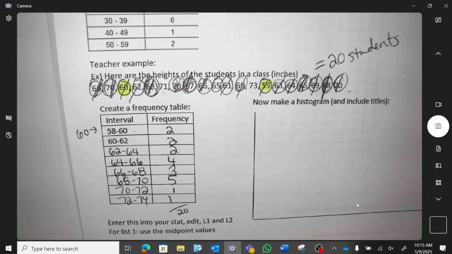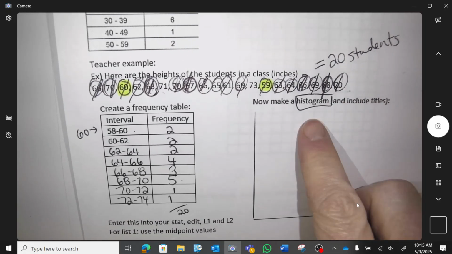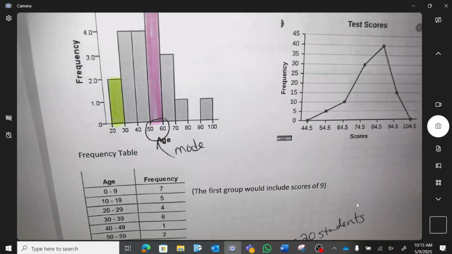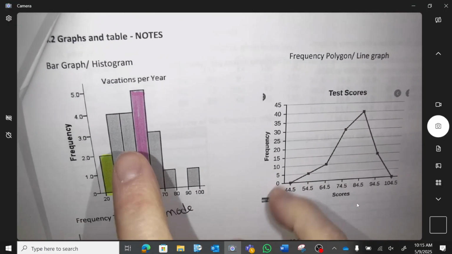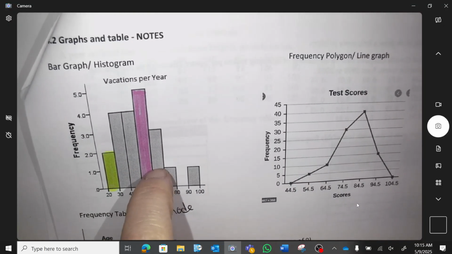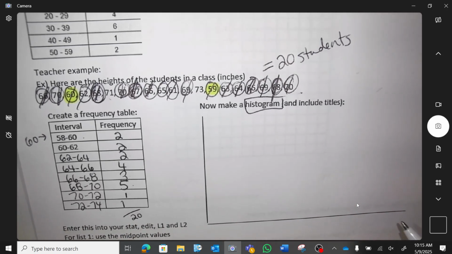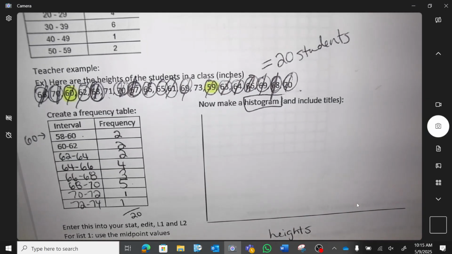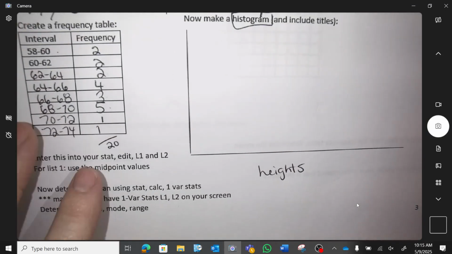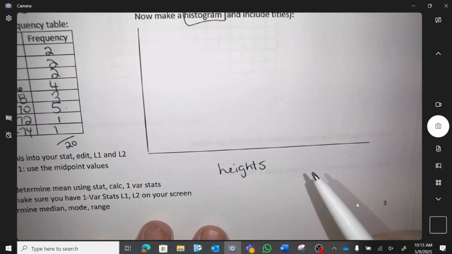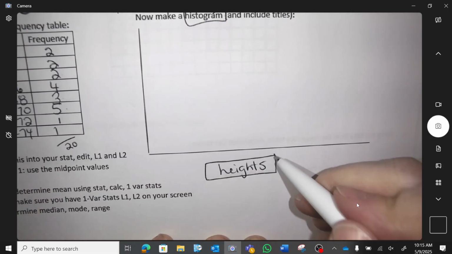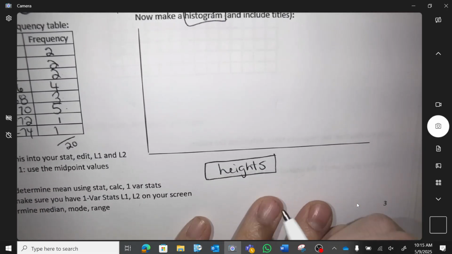Okay, we're going to make a histogram. So what is a histogram? Which one of these is called the histogram? This one. So it's going to look like the bar. What do you want on the bottom? Heights. On the bottom of your graph, you're going to write the word heights. You have to put a label on the bottom.